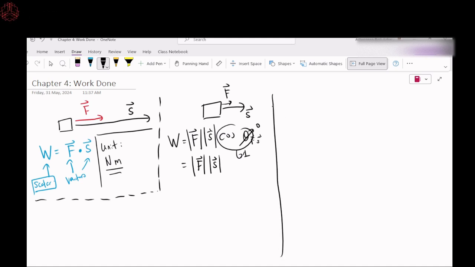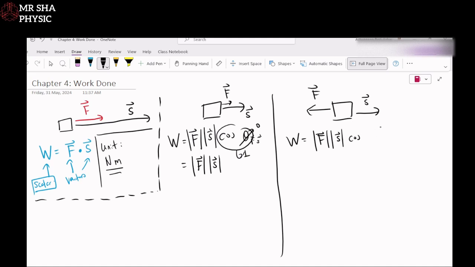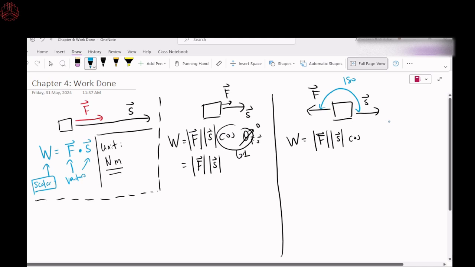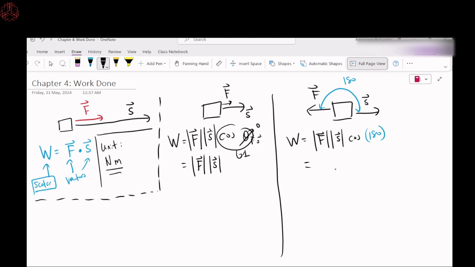Now this is going to be very different if the body is traveling to the right, but the force applied is in the opposite direction. My force and my displacement will have an angle between them of 180 degrees, and that's going to introduce a negative sign. So the work done is negative magnitude of F times magnitude of S.